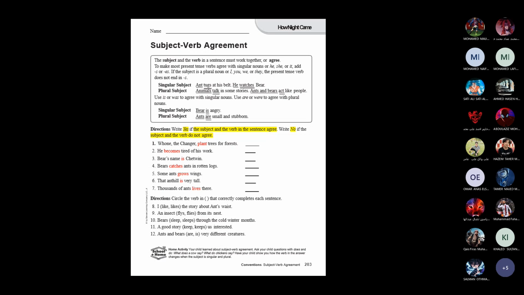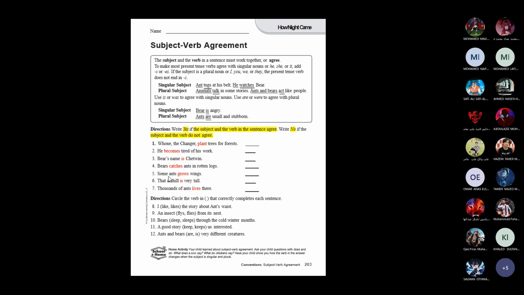Sati Ali. Number 4, yes, Sati. Pay the attention for number 4. Bears has S at the end. Catches has S at the end. Two S's, this is wrong. One S only. One S is acceptable. Bears with this, okay, or catches with this, it's okay. But two S's, they are not agreed. So it will be no. Fix it, ya Sati.